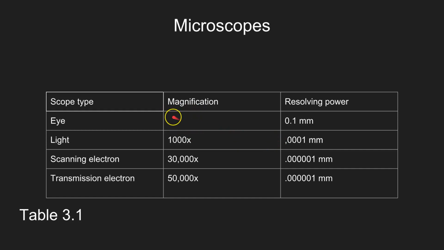So obviously there's no magnification for just your eyeball. Light microscopes tend to max out at 1,000 times magnification. Even then, 1,000 times is pretty difficult. You usually have to use oil immersion because of the properties of light. A scanning electron microscope has a magnification of about 30,000x. So you can make something 30,000 times bigger when you're looking in a scanning electron microscope. And a transmission electron microscope is 50,000x. So you can make stuff even bigger than with a scanning electron microscope.